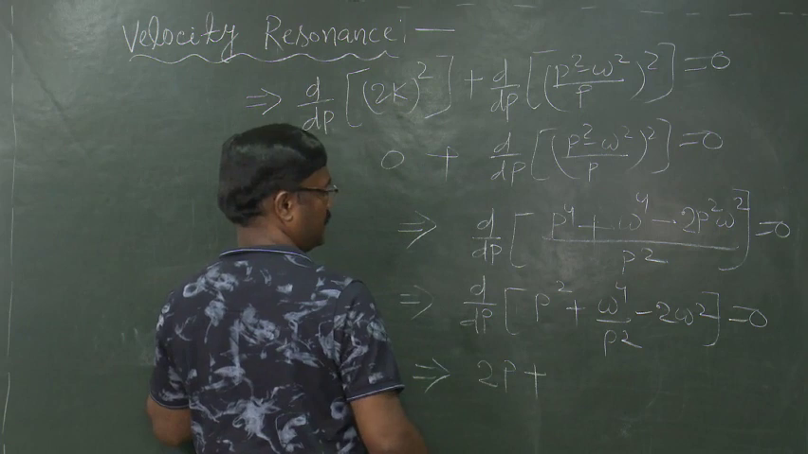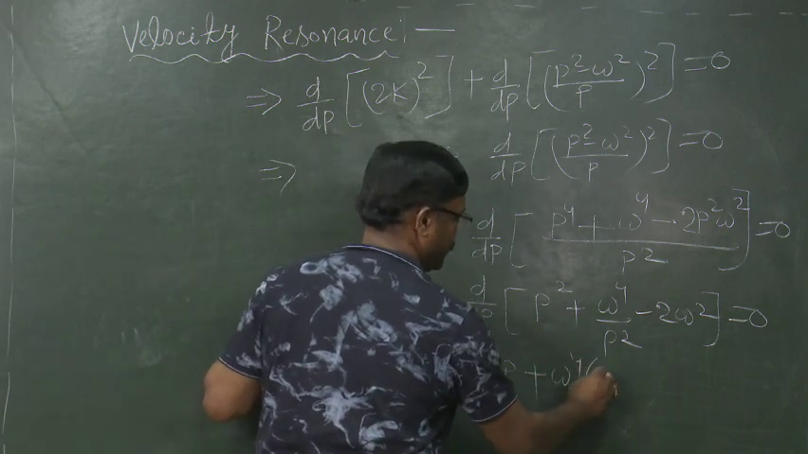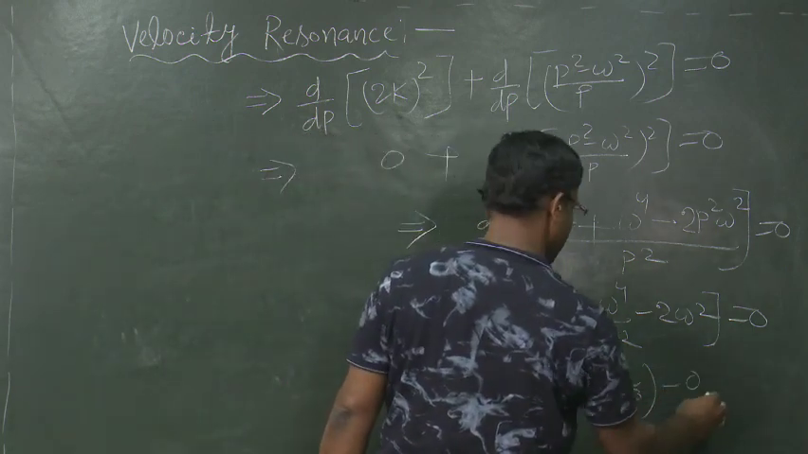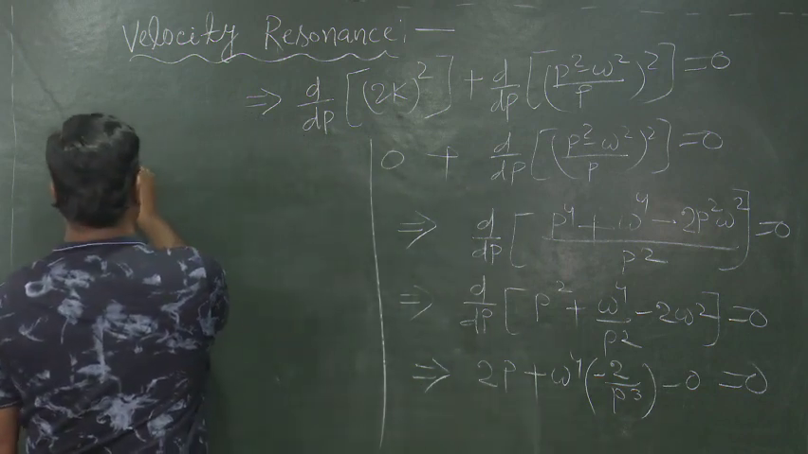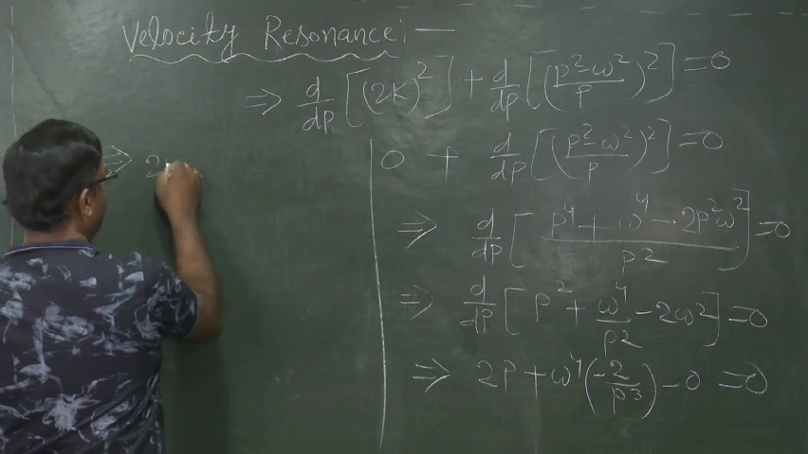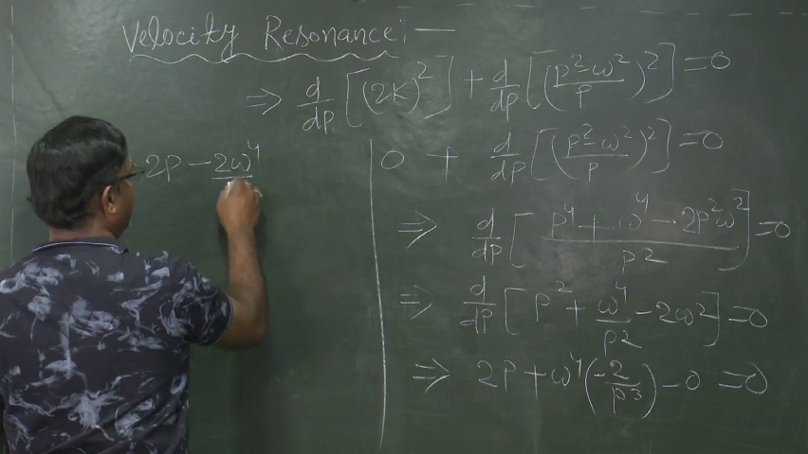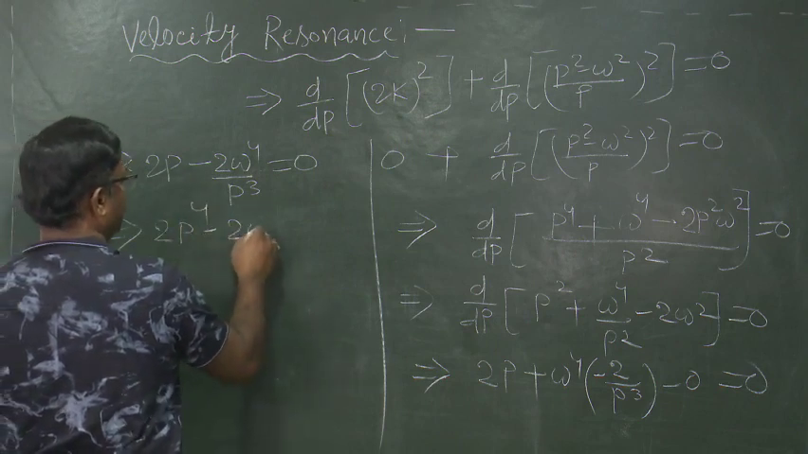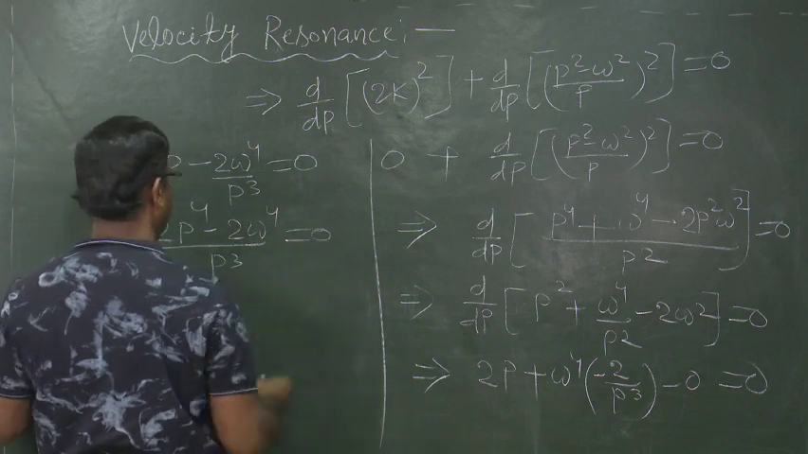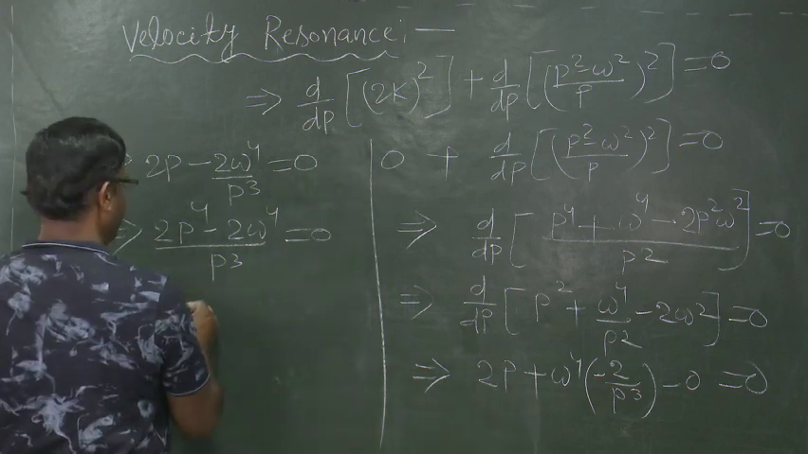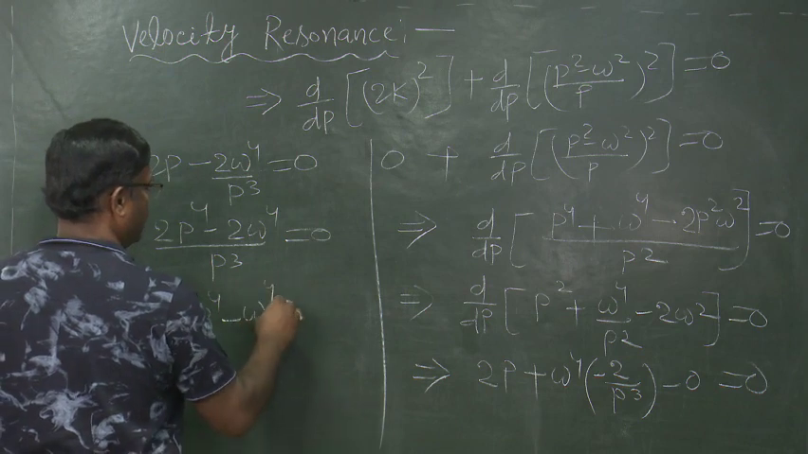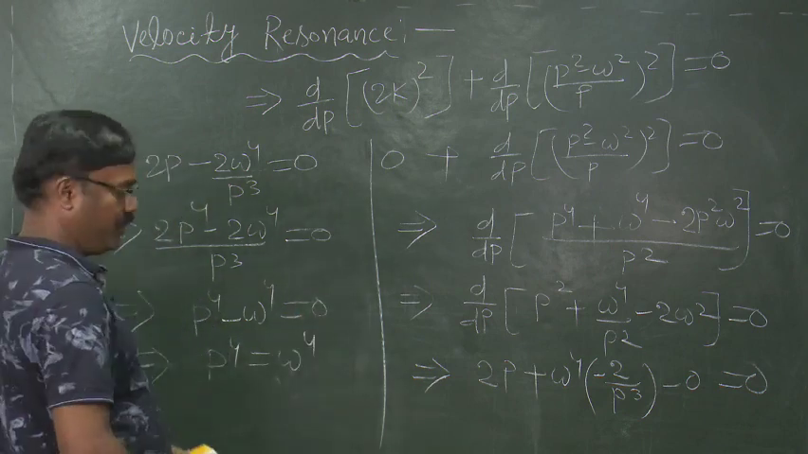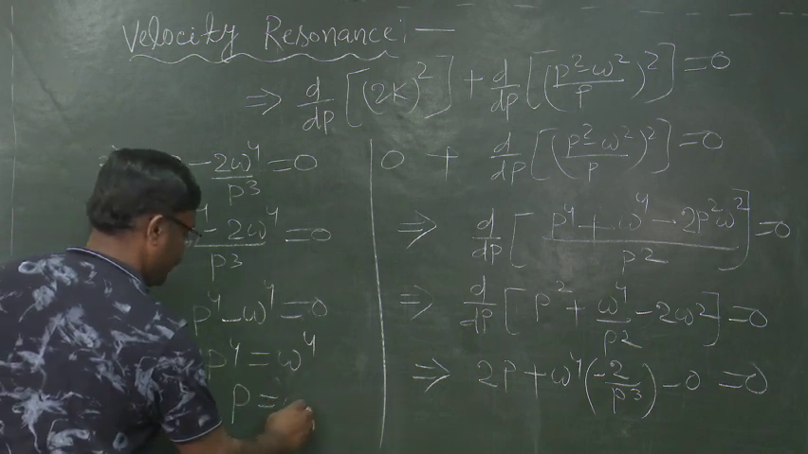2p plus omega 4 into minus 2 by p cube, minus 0 equal to 0, implies as 2p minus 2 omega 4 by p cube is equal to 0, implies as 2p4 minus 2 omega 4 by p cube equal to 0, implies as p4 minus omega 4 equal to 0, implies as p4 is equal to omega to the power 4, implies as p is equal to omega.